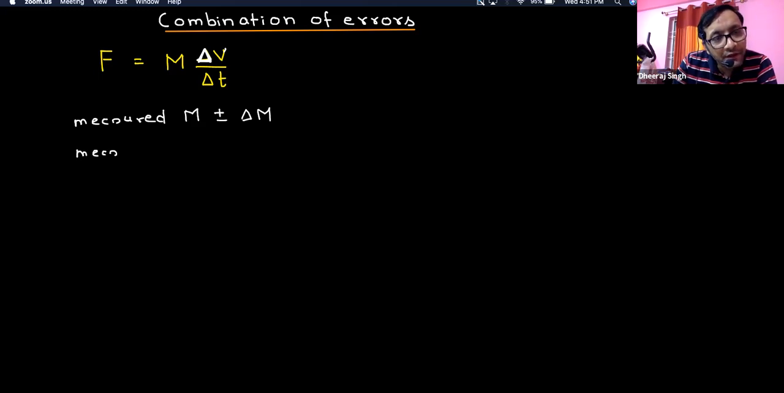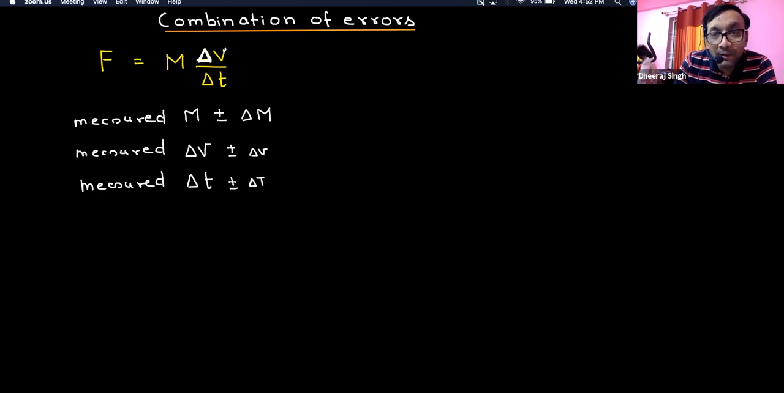We have measured the change in velocity with, let's say, error of small delta V. Both are delta only, so it may be confusing. Then we have measured delta T with an error of plus minus small capital delta T. These are the errors in mass, delta V and delta T. Now when I calculate the force, I have to write F plus minus delta F. Okay, the value of F I can directly get by substituting M, delta V and delta T.